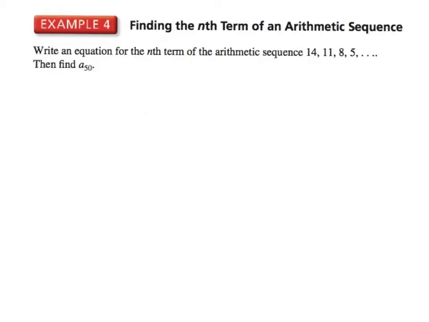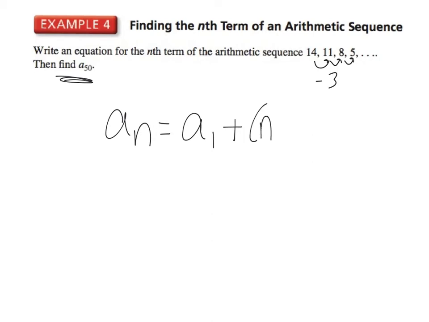So example number 4. Write an equation for the nth term of an arithmetic sequence: 14, 11, 8, 5, and so on. Here's the purpose of this. Why do we do this? Because you're not going to want to go to 50 terms to figure out what this is. Obviously, you can see you're subtracting 3 here. Do you really want to subtract 3 50 times? Probably not. So we're going to first write a function and then find that term. All you need to know is this. a sub n equals the first term plus n minus 1 multiplied by the common difference.